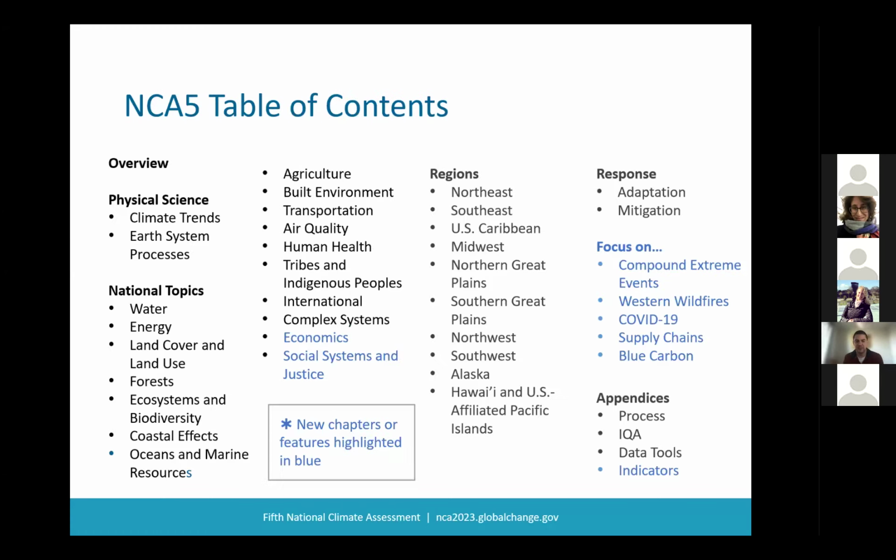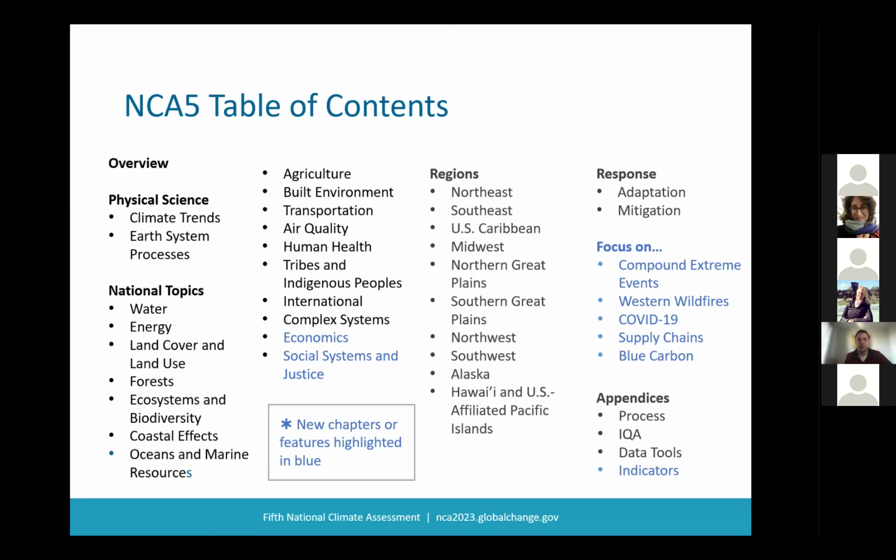Now let's take a look at the NCA5 table of contents. Like previous NCAs, NCA5 covers national level topics, regions, and response actions. The report opens with an overview, which is followed by 2 chapters dedicated to the physical science of climate change. Then there are the national topic chapters, the 10 regional chapters, and 2 response chapters, although response actions are also discussed throughout the report. The NCA table of contents has evolved over time, informed by user input.